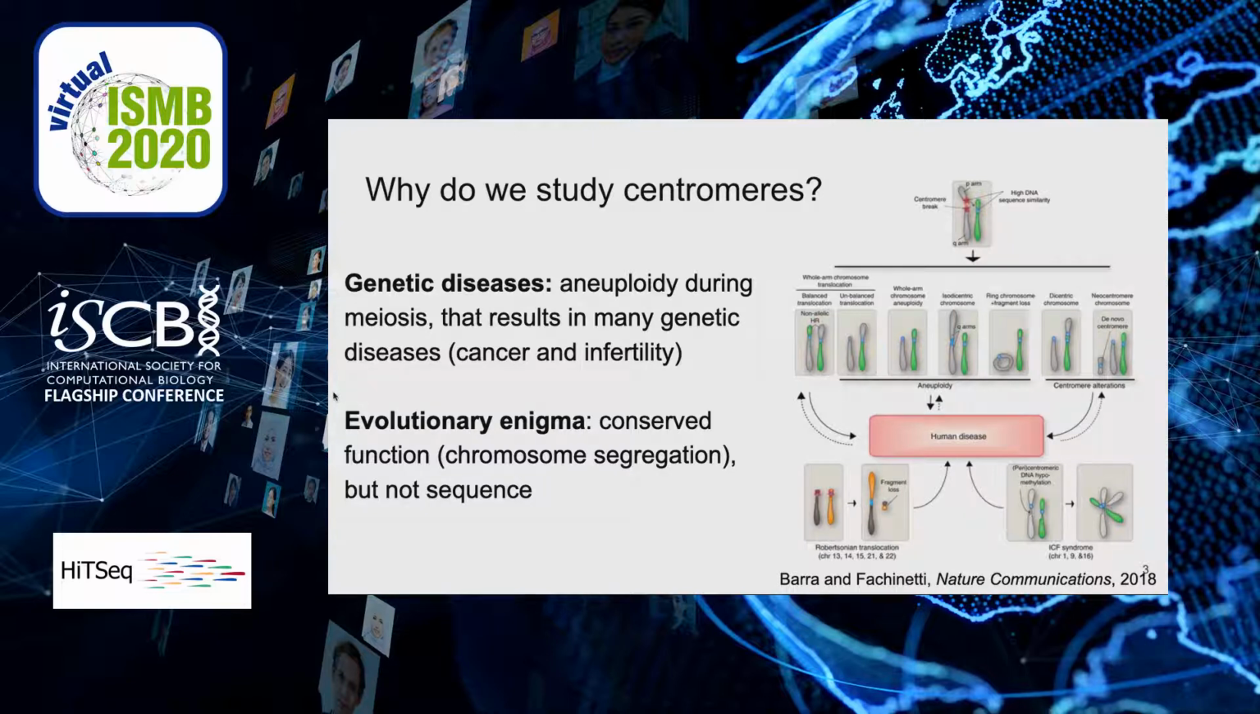So why do we study centromeres? Centromere is a place where meiosis starts in cells and thus can directly affect genetic disorders. It plays the key role in chromosome segregation in all vertebrate genomes. But its sequence differs greatly from one species to another.